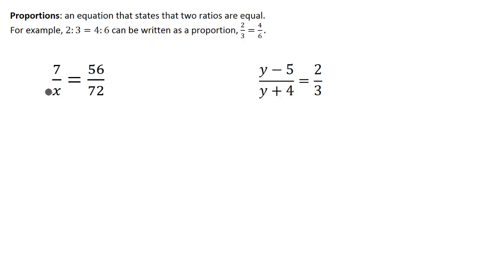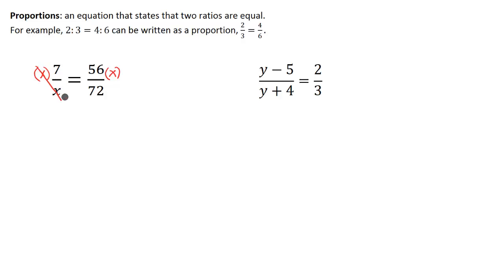So in this case, we have 7 over x equals 56 divided by 72. So we got to get this x by itself. To do that, I want to get it out of the denominator. So I'm going to multiply this left side by x. Means I have to multiply this right side by x as well.